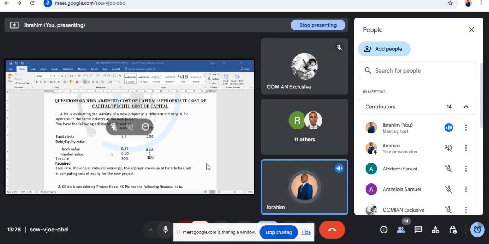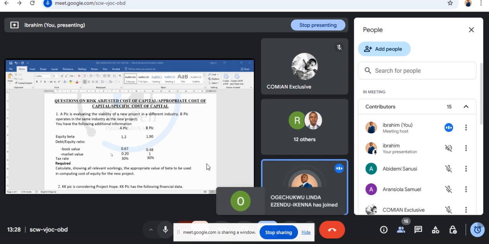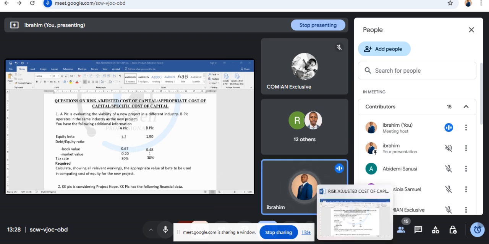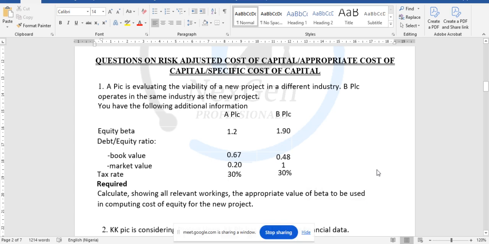Don't forget that when you are given a question like this, the first thing is to read the required. The required says: calculate, showing all relevant workings, the appropriate value of debt to be used in computing the cost of equity for the new project. So we should just compute the cost of equity for the new project.